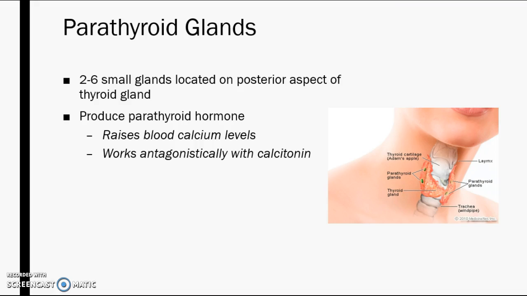Parathyroid glands are located on the backside of the thyroid gland. There are about 2 to 6 of them, and they produce parathyroid hormone, which works in opposition to calcitonin. Its function is to raise blood calcium levels, whereas calcitonin, if you recall from a few slides back, lowers blood calcium levels.